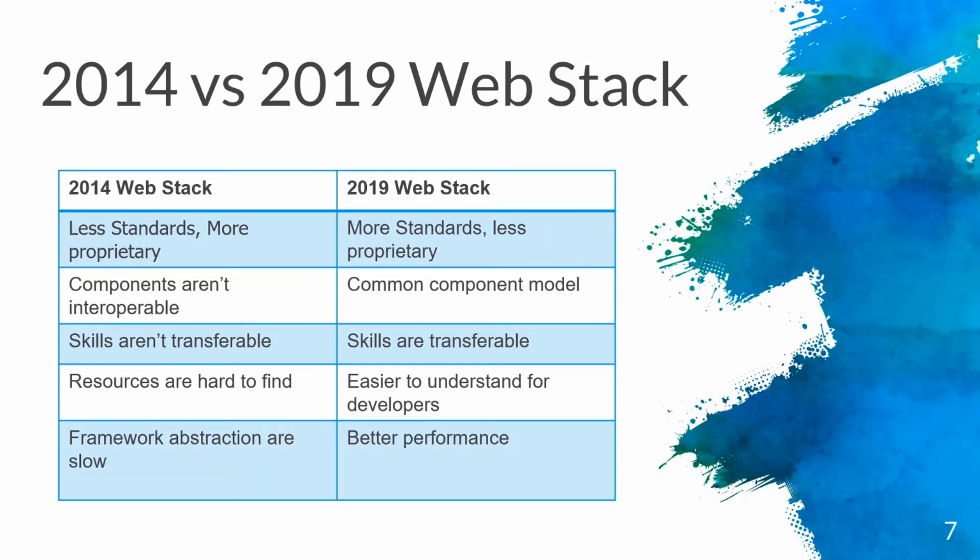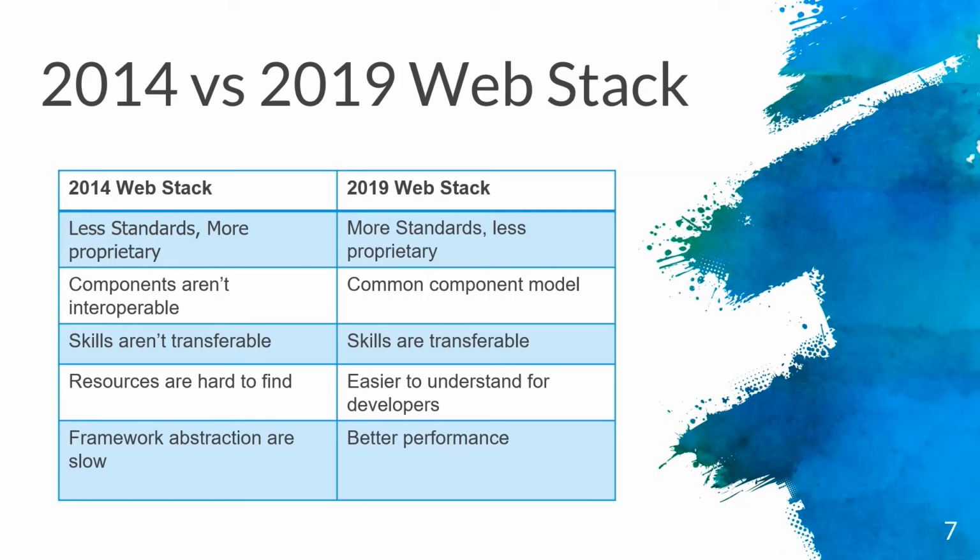In the 2014 web stack, skills are not transferable, which means if you are a React developer, you are essentially a React language developer. You can't go tomorrow and start developing Aura components on day zero. While in the 2019 web stack skills are transferable because we are pretty much working on web standards. In the 2014 web stack, resources were hard to find because resources were working on a framework which had most of the proprietary key elements. Now in 2019 we have fewer proprietary key elements, so most of the developers are working on web standards, and it's easier for one developer to understand any framework.